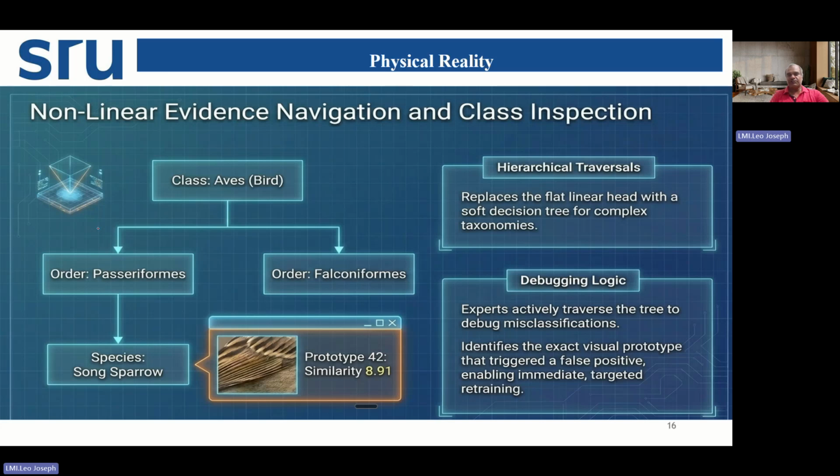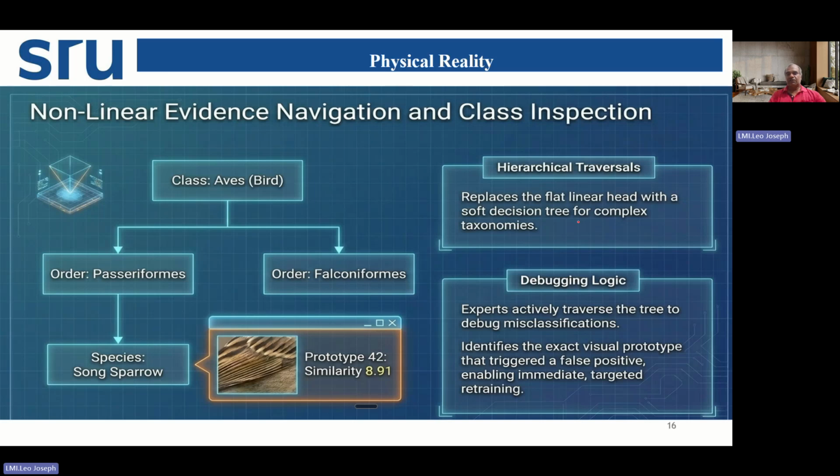So here, this is the nonlinear evidence order. You can see here the prototype similarity is 8.91. Okay, so it replaces the flat linear head with a soft decision tree, we are eliminating. So an exact visual prototype triggered a false positive, enabling immediate targeted retraining. So based on that, if it is not the expected result, it will again enable the immediate targeted retraining. Once again, it is trained with a different patch.